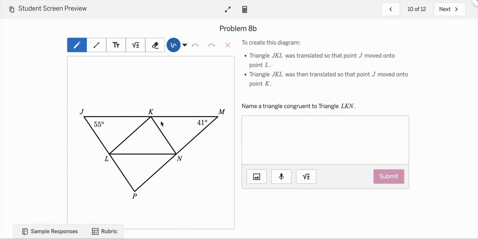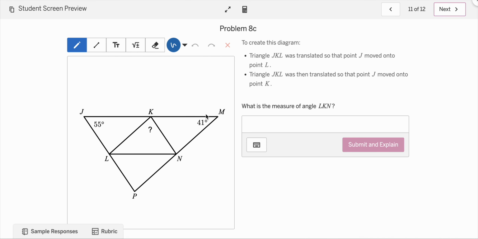You said you didn't need help finding this. This says name a triangle congruent to triangle LKN. LKN, this triangle right here. You have to find a congruent triangle. You said you figured that out. So moving on here, problem 8C.